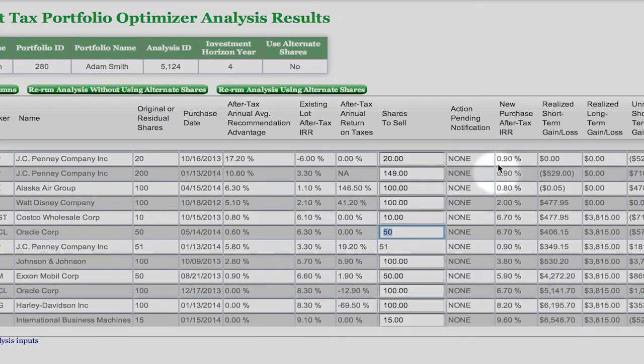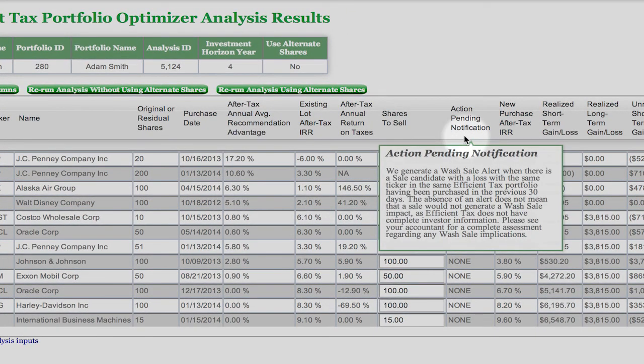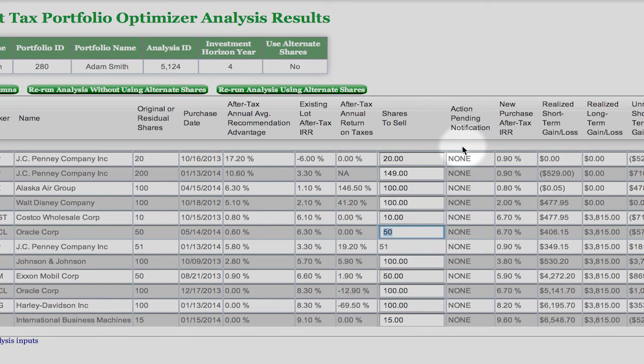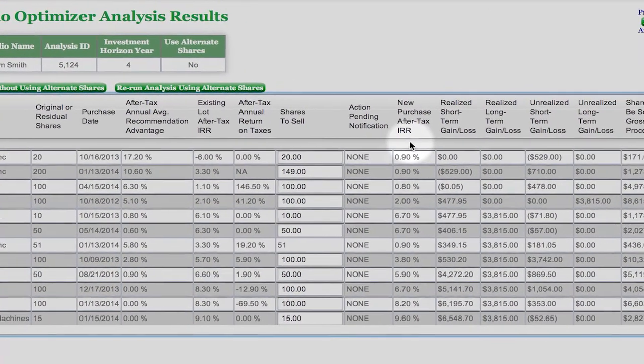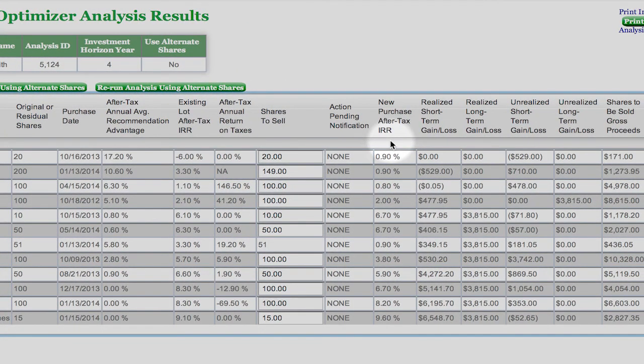To the right is the action pending notification, which alerts users if we detect that the sale of an individual tax lot may subject an investor to the wash sale rule. Next is the new purchased after-tax IRR, which calculates the after-tax return potential of a stock if it were purchased at the inputted market price compared with a forecasted price. The difference between this value and the existing tax lot after-tax value is the tax impact of any unrealized gain or loss on an existing investment.